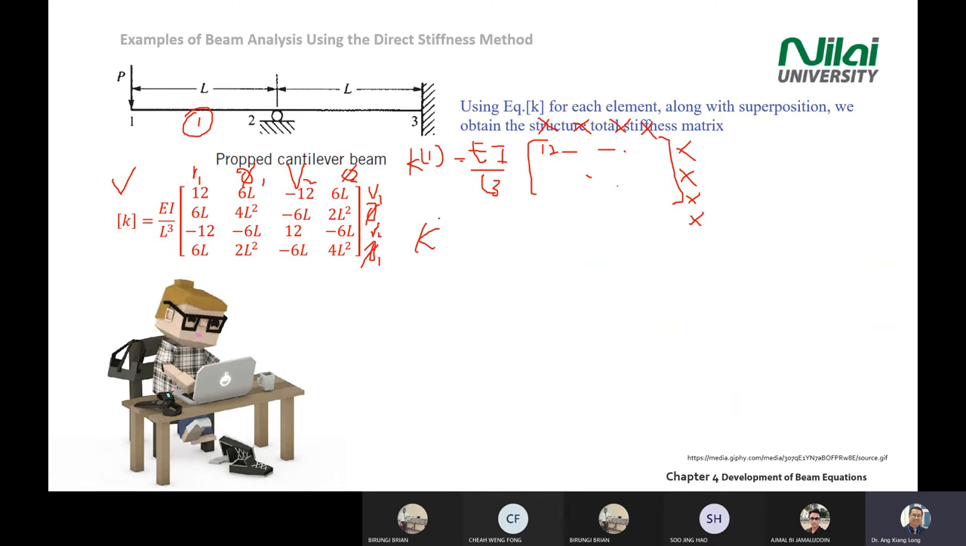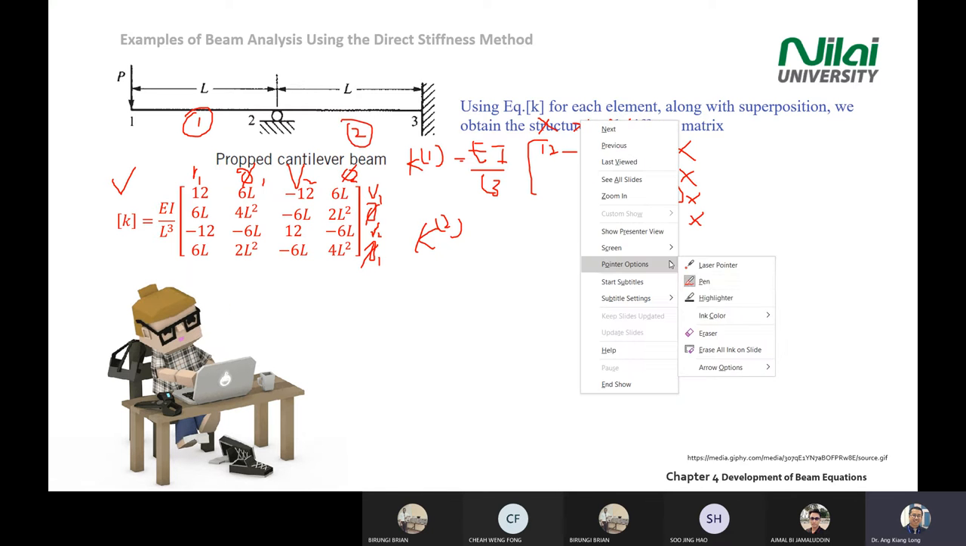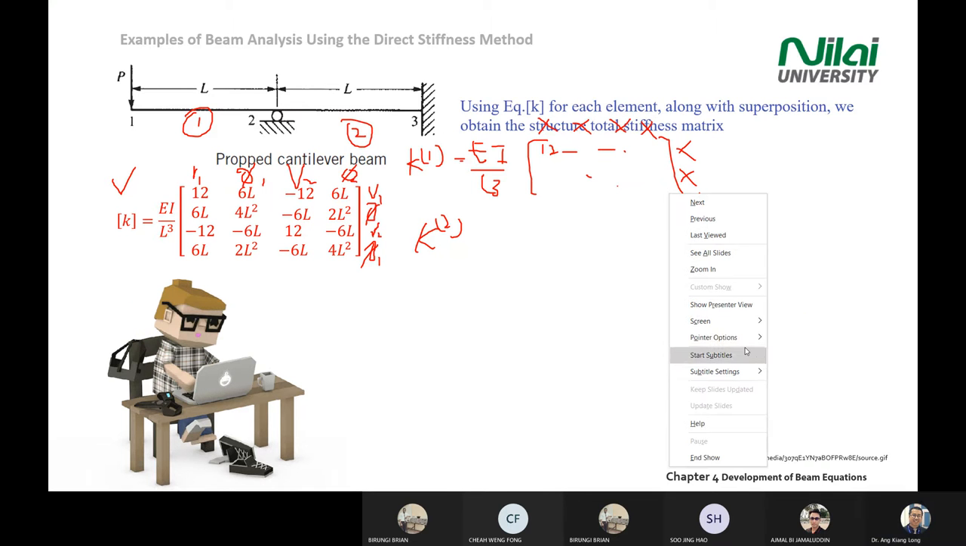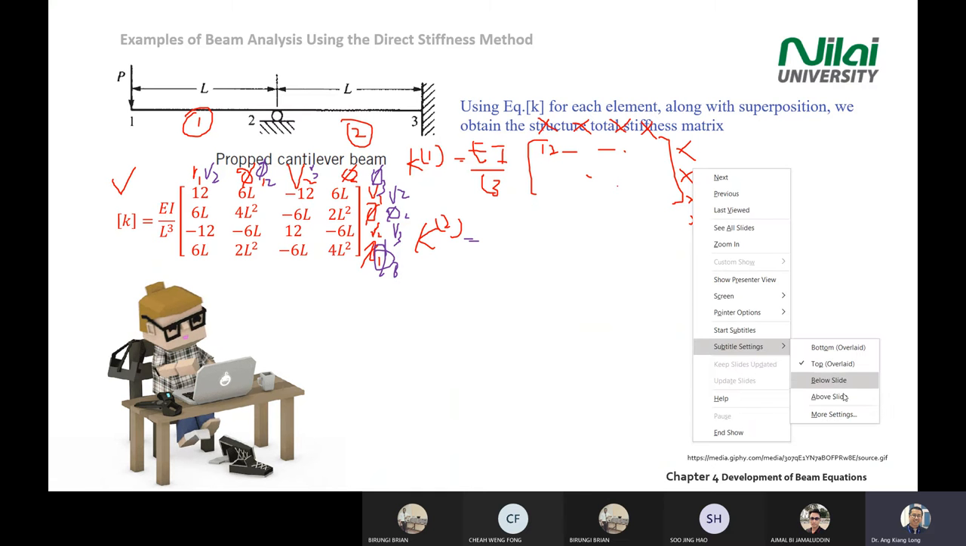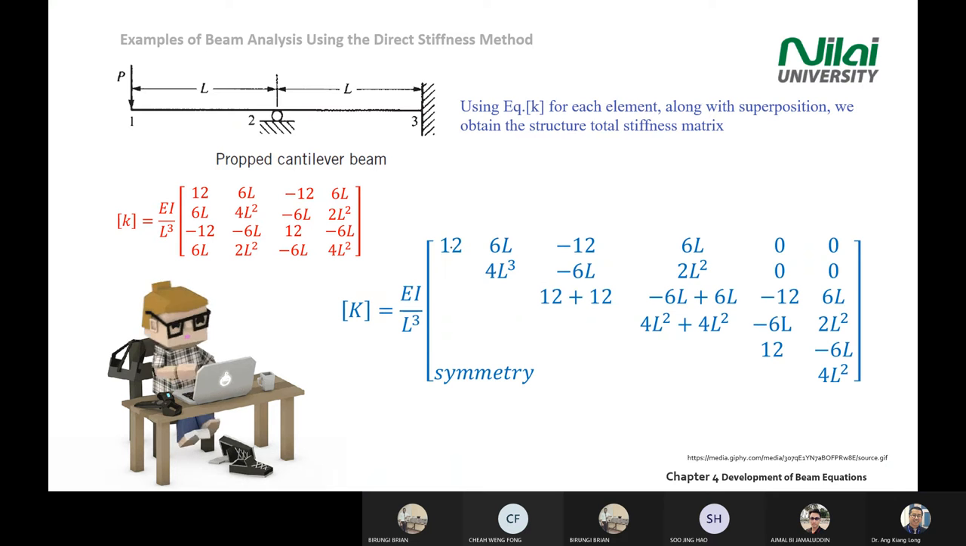Repeat the same for K2, small k, which is this element. However, it will be different for K2. You need to label differently. In this case, the first row will become V2, rotation 2, V3, rotation 3, and so on. This one also the same: V2, rotation 2, V3, rotation 3. This one is for K2. After that, once you have issued all the parking tickets, you superimpose into a very big matrix, where you get this one.